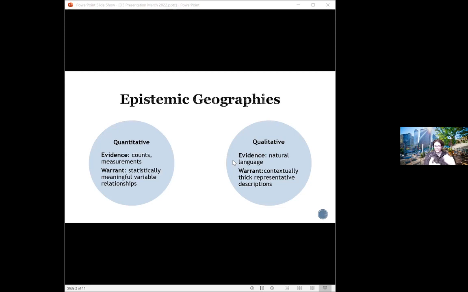It's set up as sort of an antimony opposition. And quantitative evidence is sort of painted as about counts and measurements. Qualitative is about natural language. Quantitative warrant is about statistically meaningful variable relationships. Qualitative warrant is about contextually thick representative descriptions. But I think if we look at particular examples of methods and methodological traditions, we can see that that kind of dichotomy doesn't really hold up.